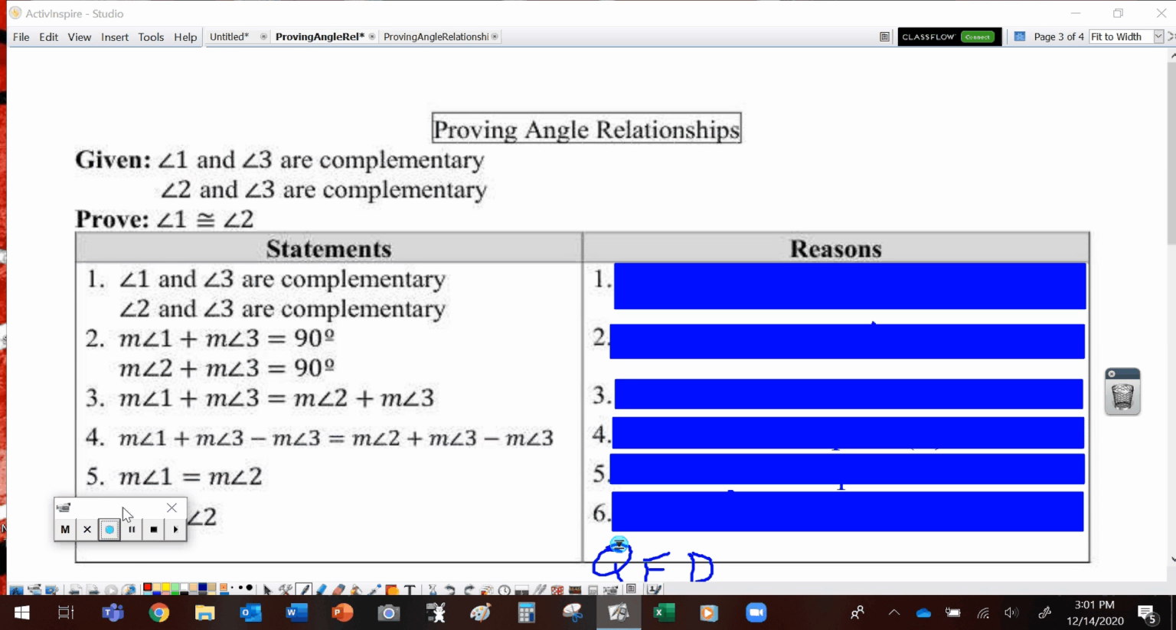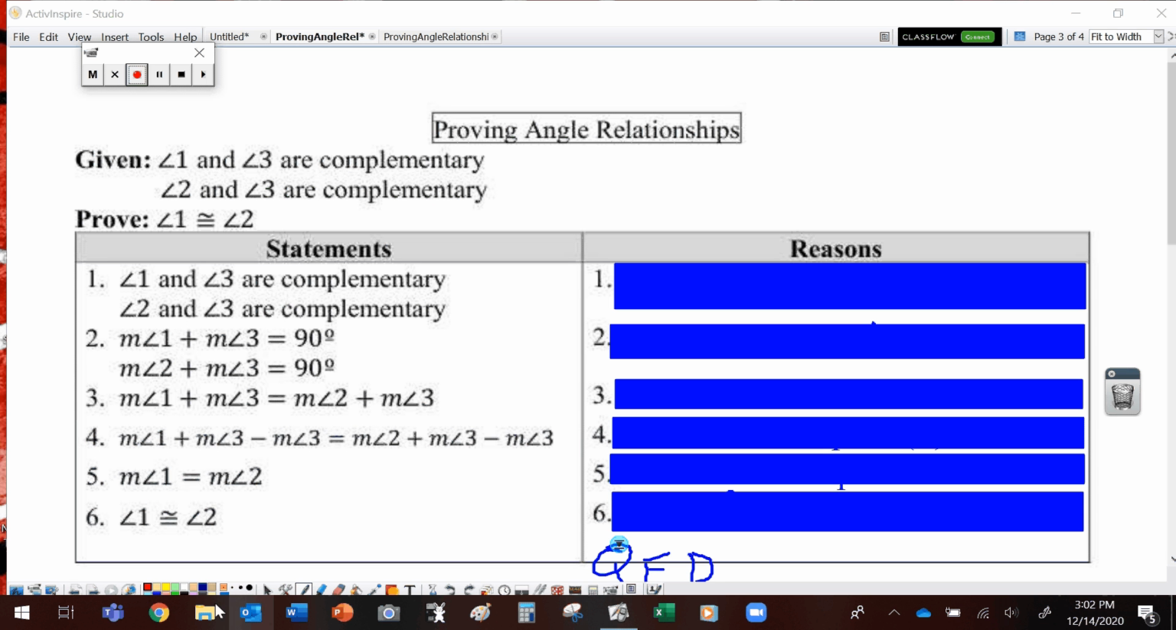Okay, so number 1 here. I have angle 1 and angle 3 are complementary. Angle 2 and angle 3 are complementary. So here we have angle 1 and angle 2 are both complementary to that same angle 3. What I want to prove is that angle 1 is congruent to angle 2. So this is one of those nameless properties, and if I prove it, then I can use that property as a step in other proofs.